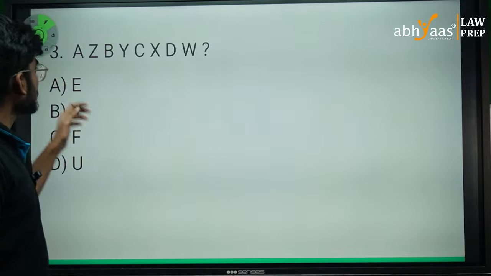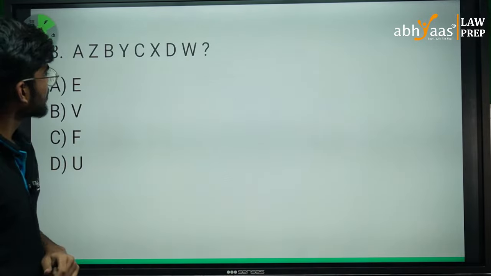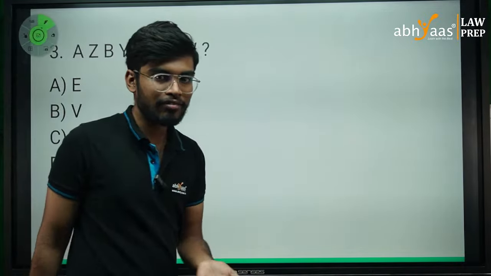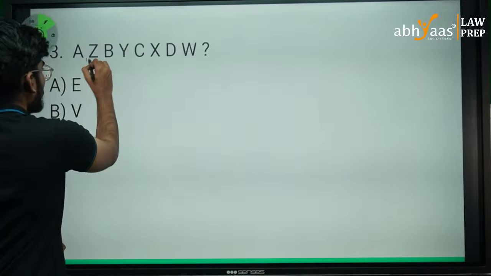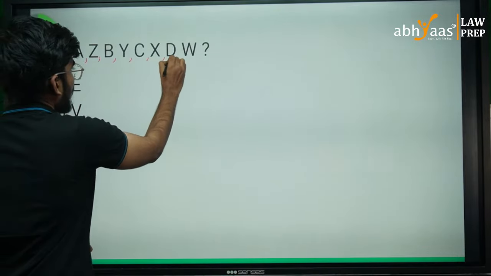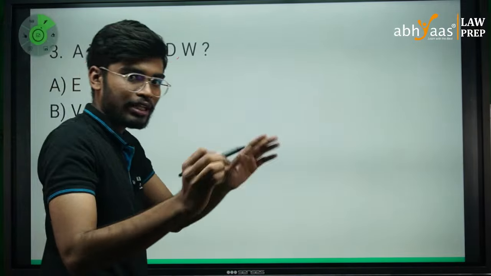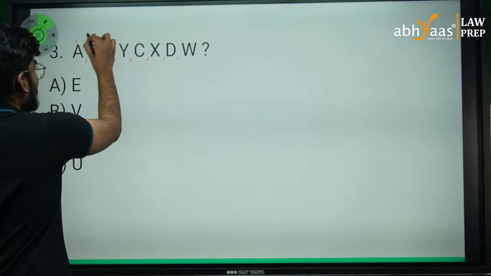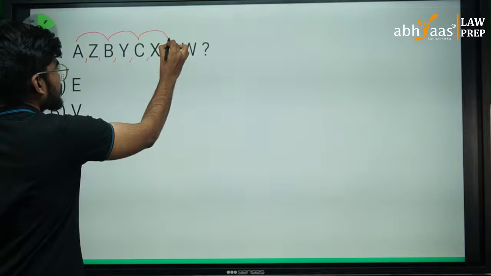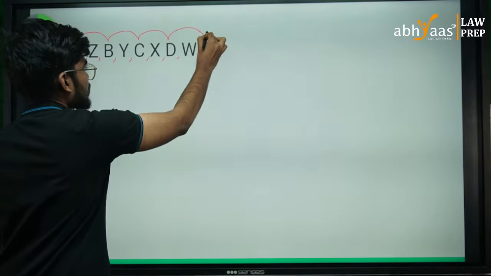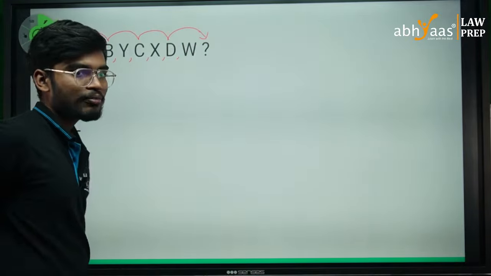This is a series: A, Z, B, Y, C, X, D, W, and what is the next alphabet? Of course, they will have commas in between. You can also read it like A, Z, B, Y, C, X, D, W. What is happening here? The alternate letters are being increased by 1. So what will be the letter in the place of the question mark?